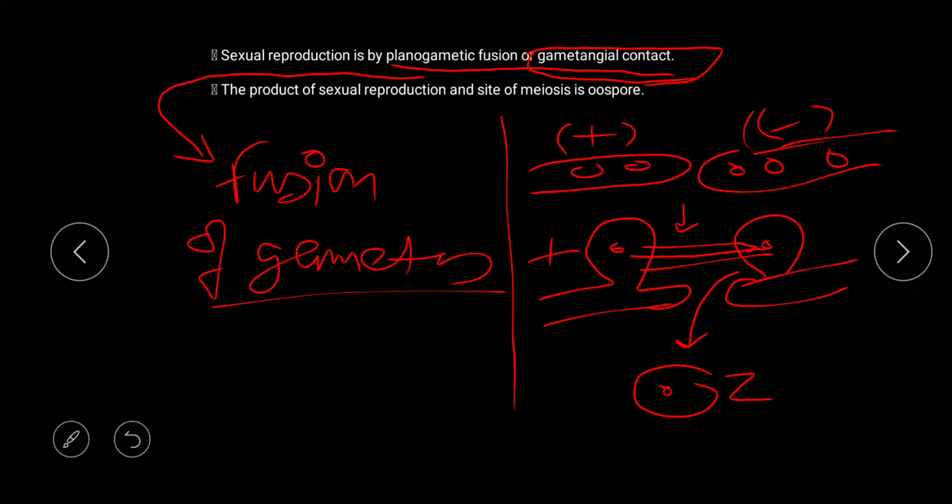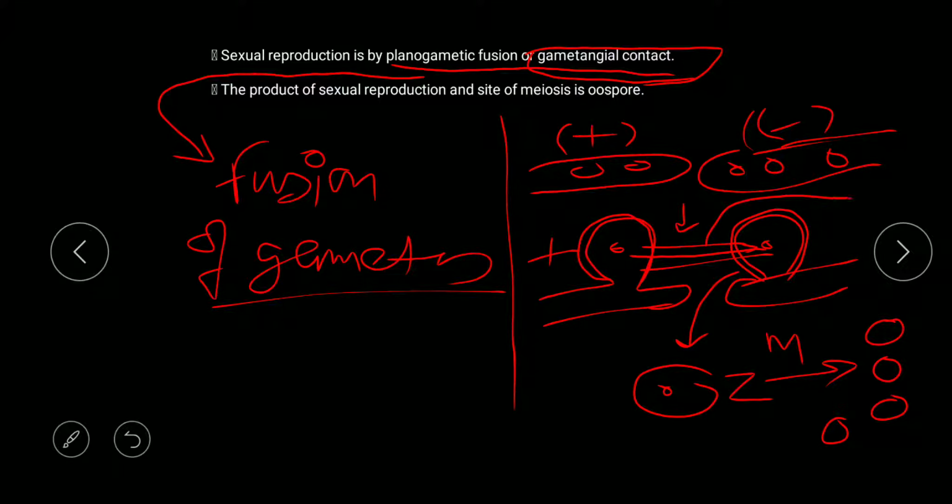This zygote will produce sexual spores by meiosis. So here there is no complete fusion, just two gametangia. This is known as the male gametangia, and this is known as the female gametangia. The male and female gametangia come in contact through a particular specific tube, that is known as the fertilization tube. Because of this it is known as gametangial contact. It is a type of sexual reproduction, and it is a type of plasmogamy.